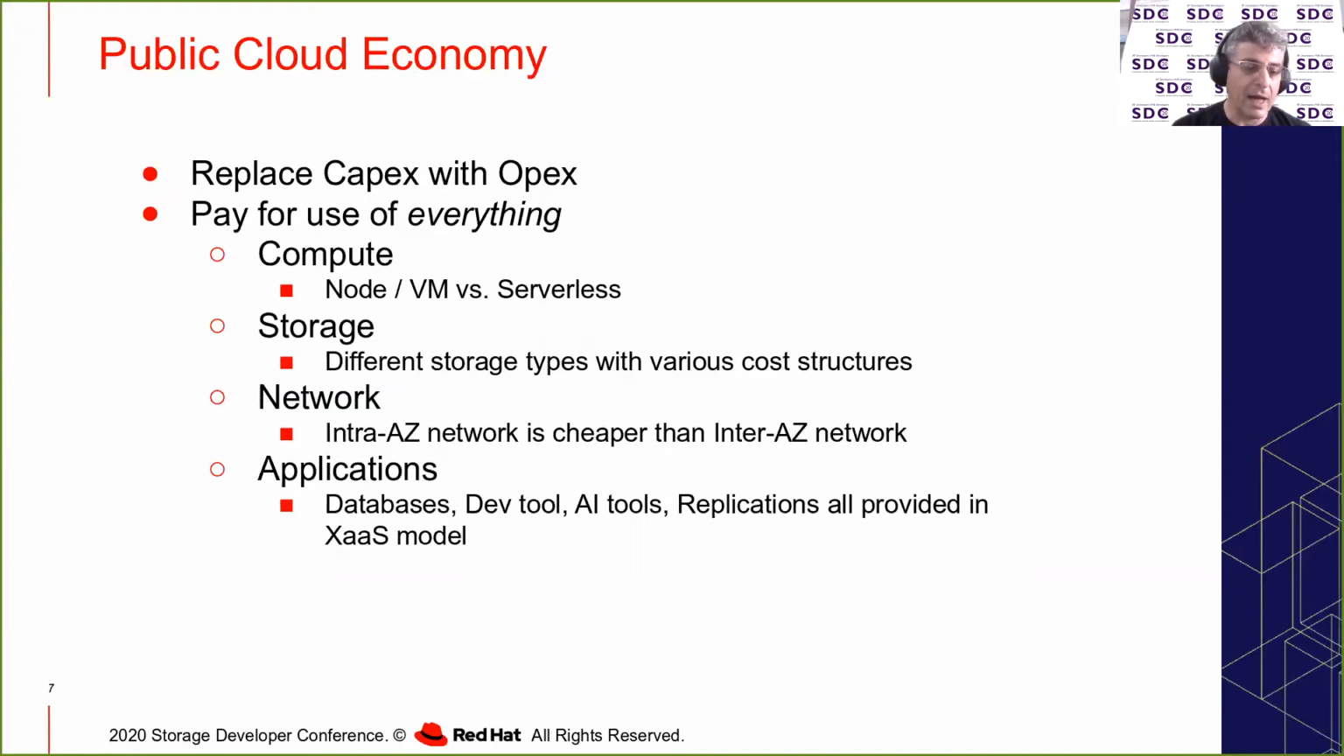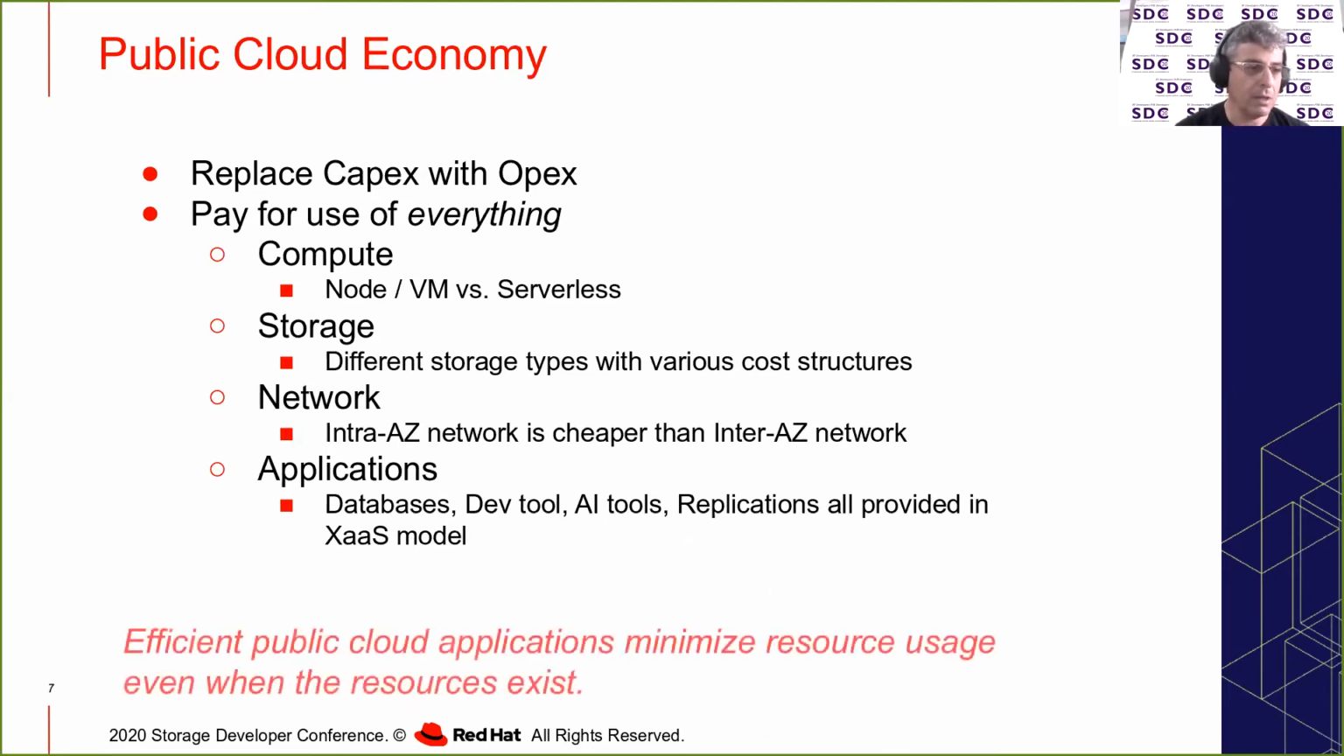This is the case for instance storage. For network bandwidth, either we pay for max bandwidth, whether we use it or not. This is the case for node bandwidth, or in some cases, we pay per network traffic, inter-AZ communications and external communications. For as-a-service applications, we can get from the public cloud many general purpose and infrastructure applications that we can use for a fee. For example, databases, dev tools, storage applications, AI and ML applications, and much more. And the bottom line is that efficient public cloud applications minimize resource usage even when the resources exist.